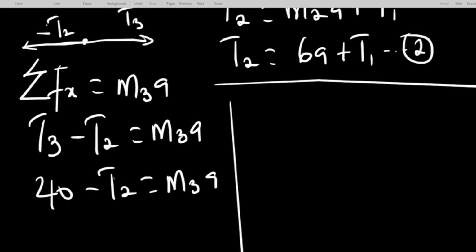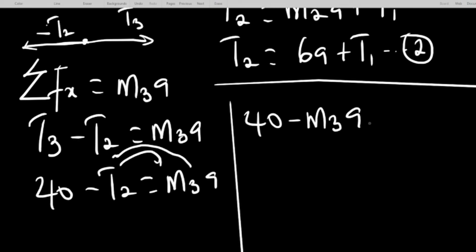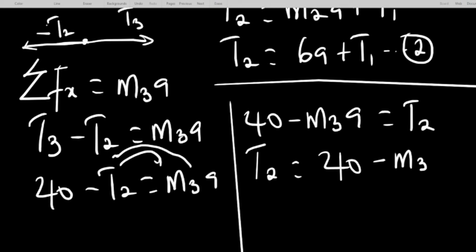Okay, so moving negative T2 to the right and M3A to the other side, we have 40 minus M3A is equal to T2. So writing this nicely, we have that T2 is equal to 40 minus M3A. And this is our equation 3. Okay, now we're almost there. We're actually looking for T2.